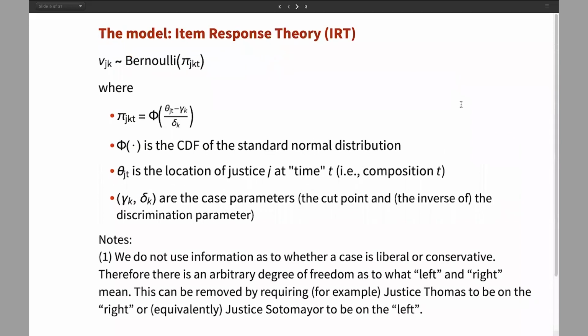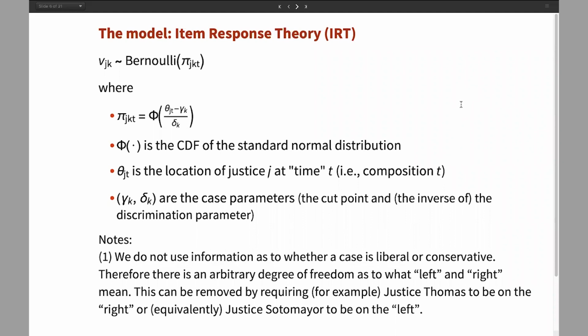35 compositions. So what's the model here? What's this item response theory? And I'm not going to give you the background of item response theory, but this is what it boils down to. So the vote, which probably should have a T in it right here, because that's the vote of Justice J on case K, which may happen to be in composition T, is a Bernoulli variable, as you saw. It's either 0 or 1. And so the model says there's a probability that the vote is 1.